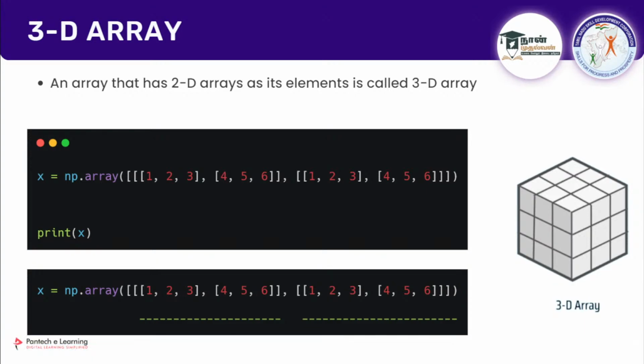Are we clear with 0D, 1D and 2D? Can we see it in Colab? Please respond, guys.